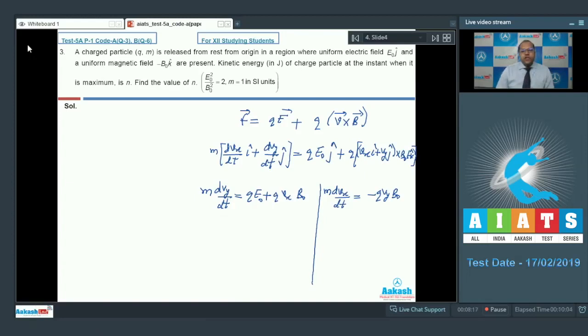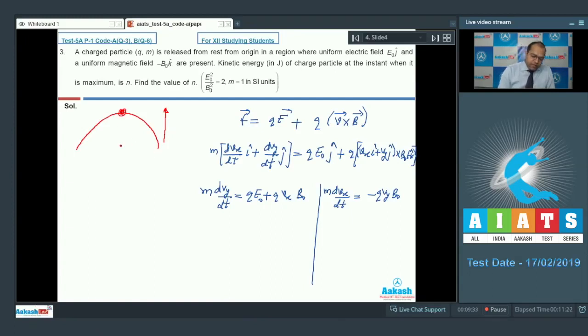So in the given question, I have to find the kinetic energy of the charged particle at the instant when it is maximum. First of all, let's check at what instant it will be maximum. Since the path of the charged particle is a cycloid, it is something like this, and at this position it has maximum kinetic energy because the work done by the electric field is maximum up to here. Thereafter, the work done by the electric field reduces the kinetic energy of the charged particle, and the magnetic field does not do any work on the charged particle.